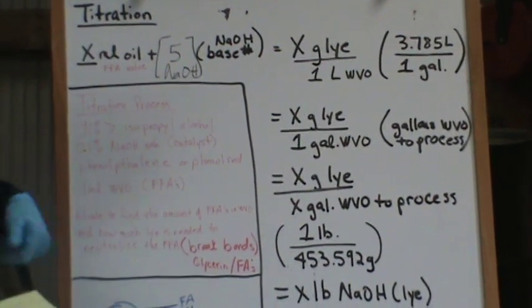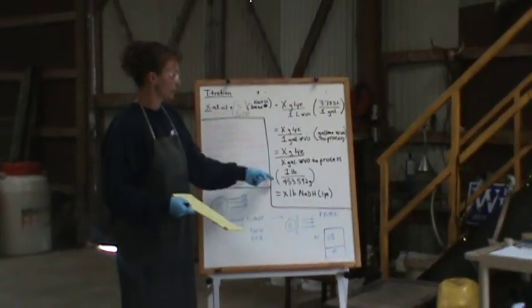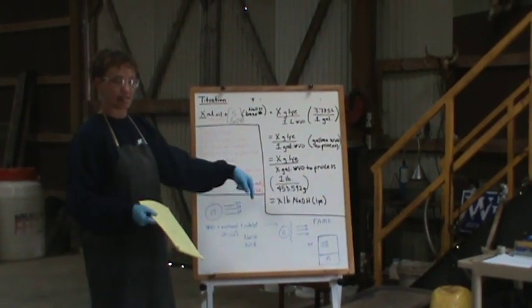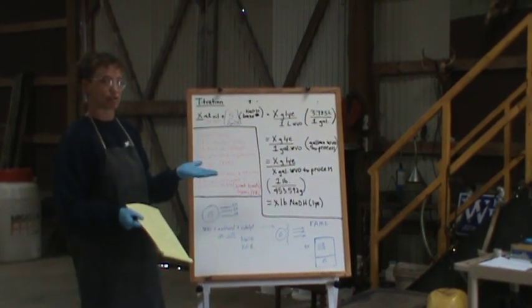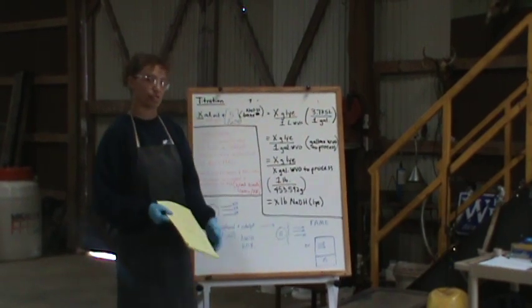So that's basically the calculation. We're basically turning liters into gallons and grams into pounds to tell us how many pounds of sodium hydroxide or some sort of lye is needed to convert however many gallons we want to convert today into a fuel, fatty acid methyl ester, for us to use in our vehicles.